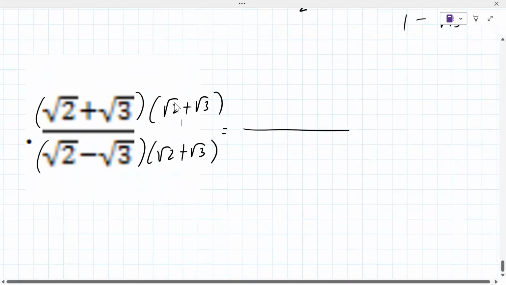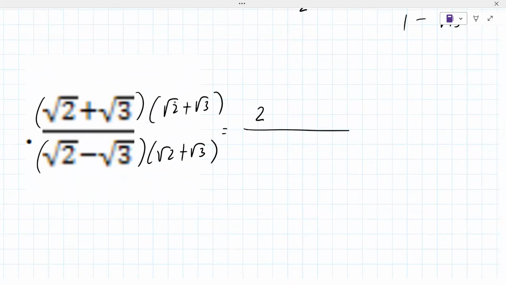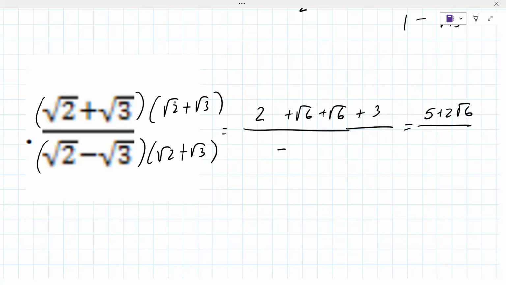That's the issue. So that's root 4, which is 2, and then it's root 6 plus root 6, and then plus 3 on top. So it becomes 5 plus 2 root 6. Which is -5 minus 2 root 6. Okay.